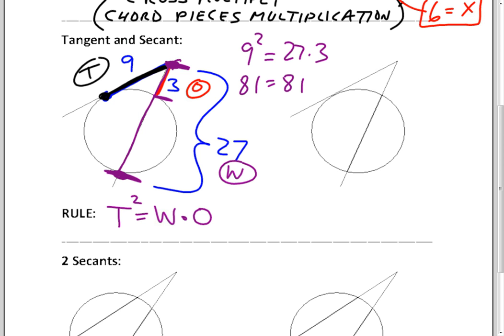I'm giving you very simple examples right now. Eventually, there's a lot of variations. Maybe you're looking for the tangent. Maybe you're looking for the outer portion. Maybe you're looking for the inner portion. Maybe you're looking for the whole portion. Every problem's a little bit different.